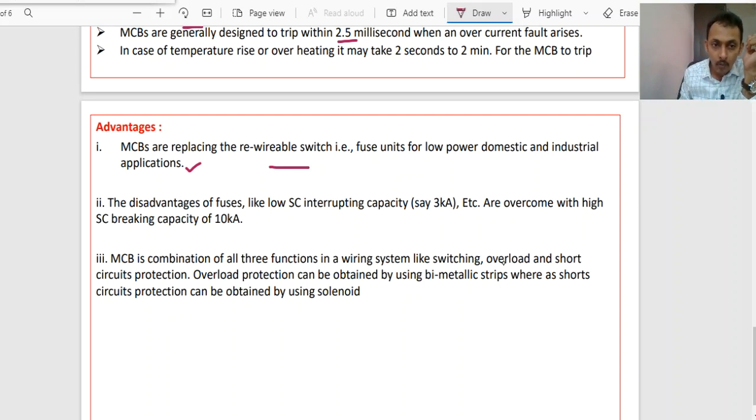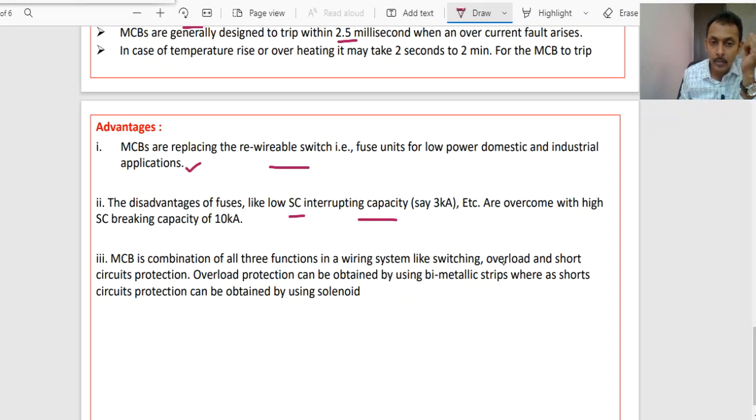Now the disadvantages of fuses are low short circuit interrupting capacity, as it interrupts only up to 3 kiloamps, and also the connection is to be made manually. If it is a fuse, the connection is to be established again manually, but that is not the case with the help of a circuit breaker.